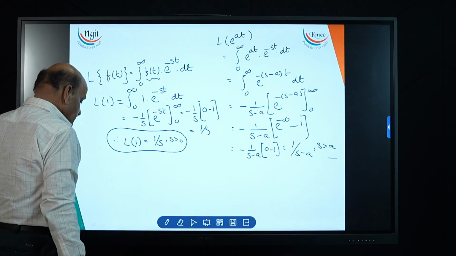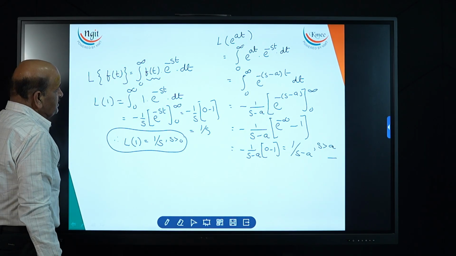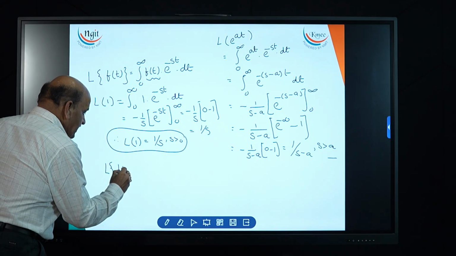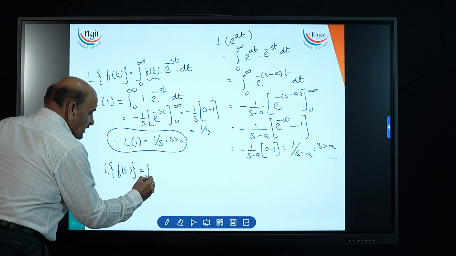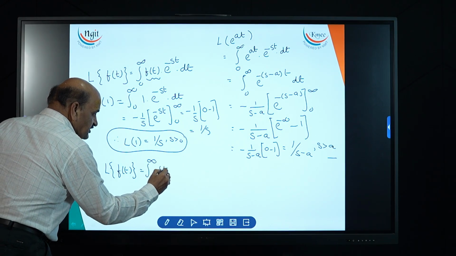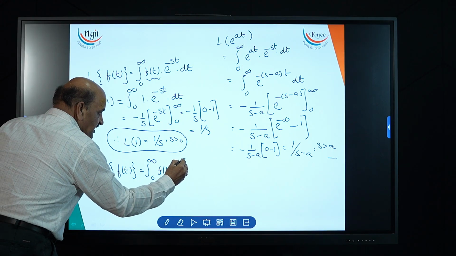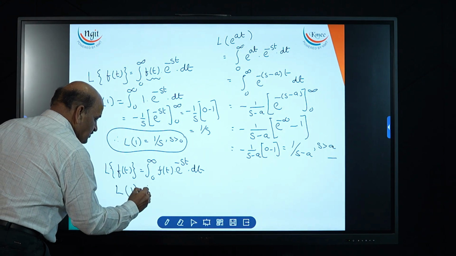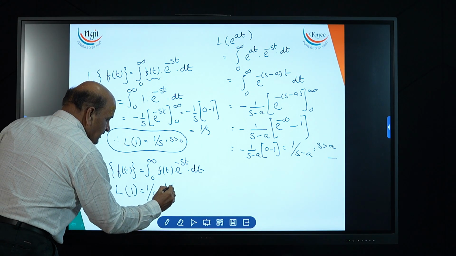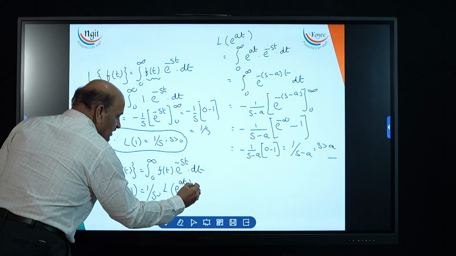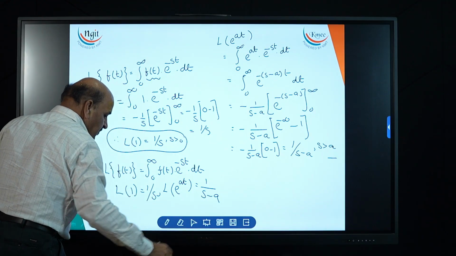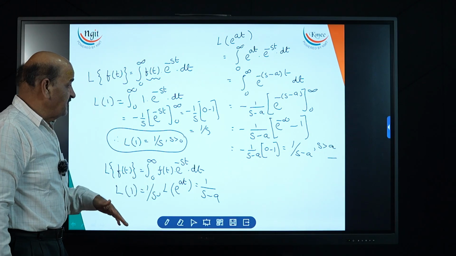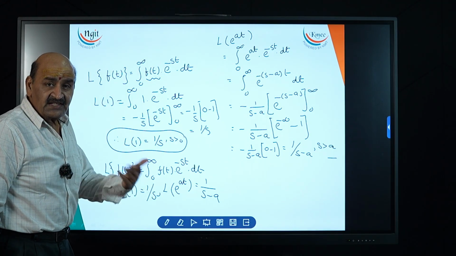Now we have just started Laplace transformations. The Laplace transformation of any function f of t equals the integral from 0 to infinity of f of t into e power minus st into dt. Next, the Laplace transformation of 1 equals 1 by s. The Laplace transformation of e power at equals 1 by s minus a. Now, the remaining formulas of Laplace transformations and problems on Laplace transformations we will be discussing in the next session. Thank you.